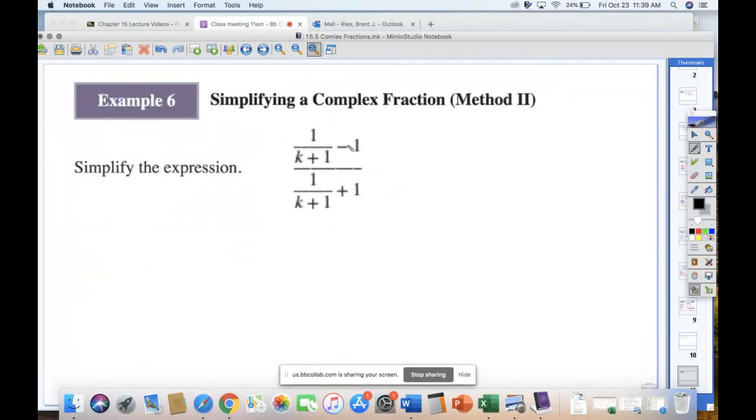One over k plus 1 minus 1, divided by 1 over k plus 1 plus 1. We got a lot going on, okay? But it's the same song and dance. We have the skills to make this one fraction. We have the skills to make the denominator one fraction, and then we can divide at the end, and that's all we're going to do. We're going to deal with the numerator first. 1 over k plus 1 minus 1. I'm going to make the minus 1 a fraction by putting it over 1.